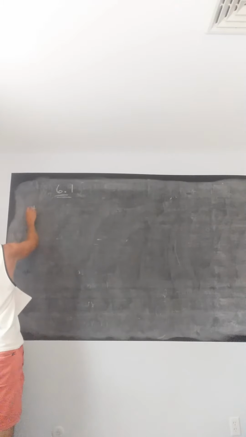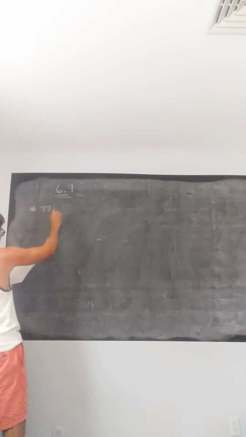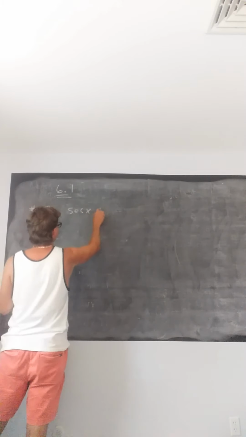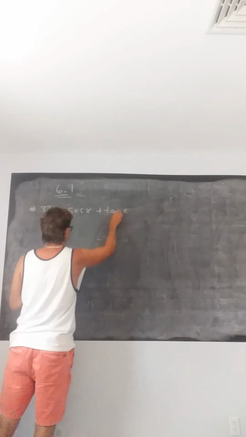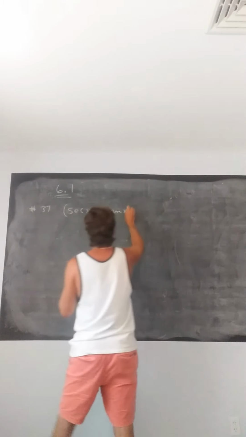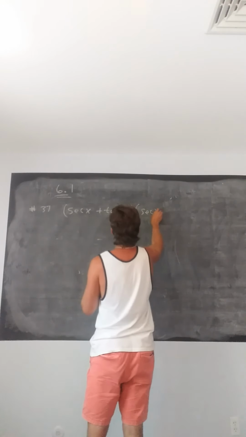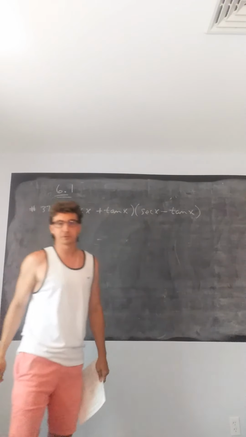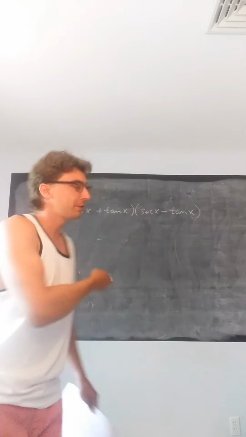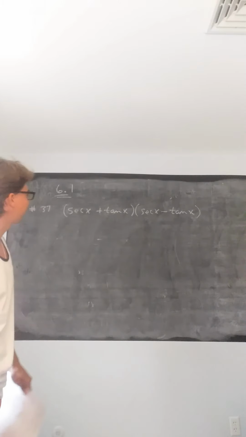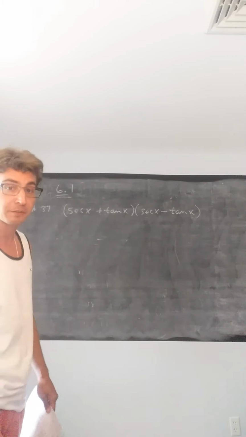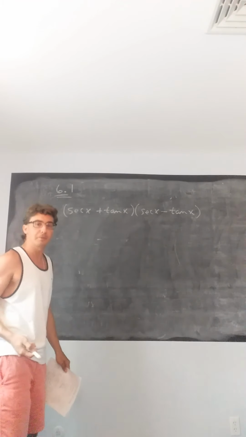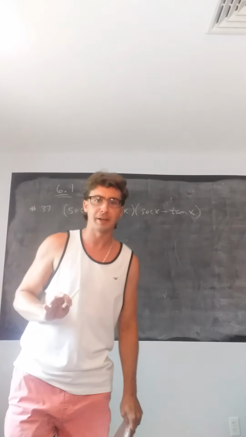For example, problem number 37 from 6.1 says we have the following: secant of x plus tangent of x, times secant of x minus tangent of x. So this kind of looks like something we do in algebra a lot. This is a classic multiplication thing, like your classic FOIL, right? So we're going to go ahead and multiply like we normally do. We just got to watch trig.